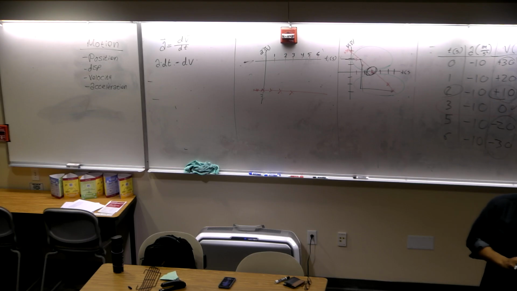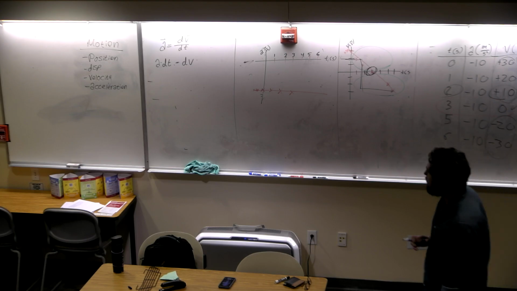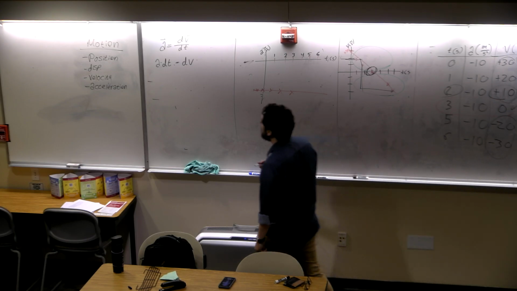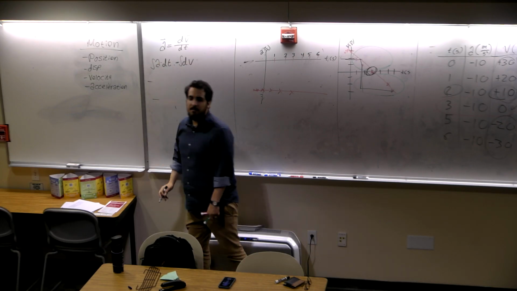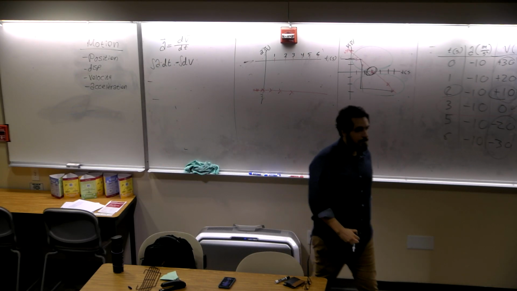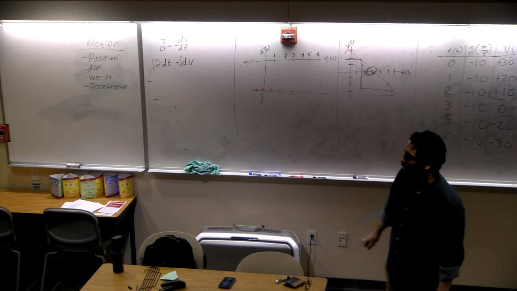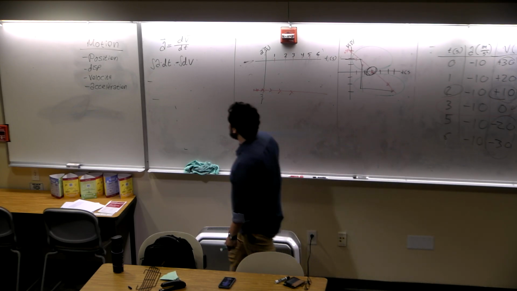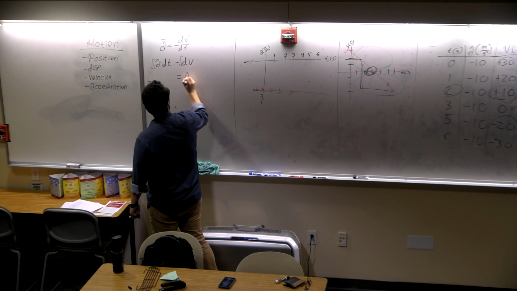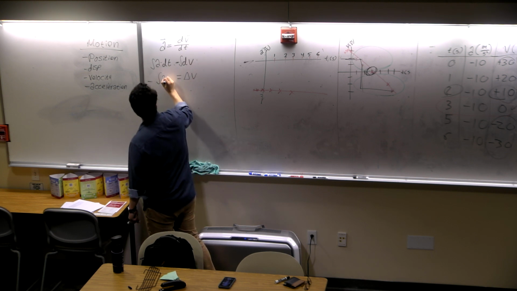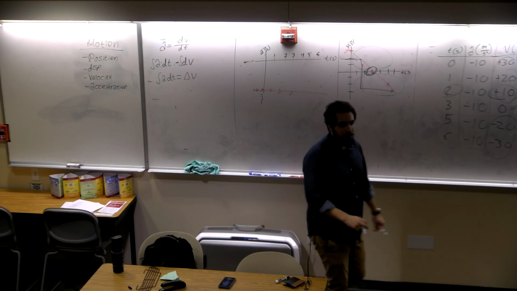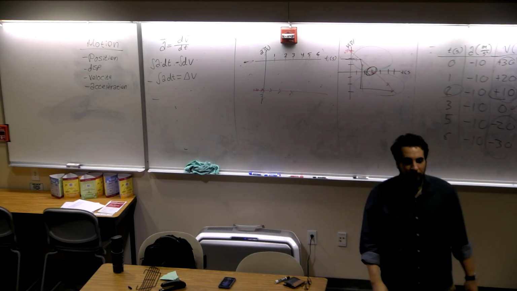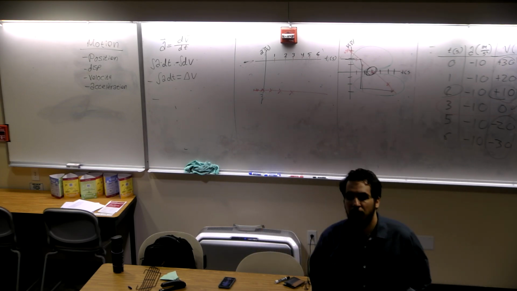Sound good? And we say, well, dv and dt, these look suspiciously like integrals, like antiderivatives, right? An antiderivative of dv is just going to be your delta v. So what does this tell us? This tells us that our change in velocity is given by the integral of acceleration with respect to time.